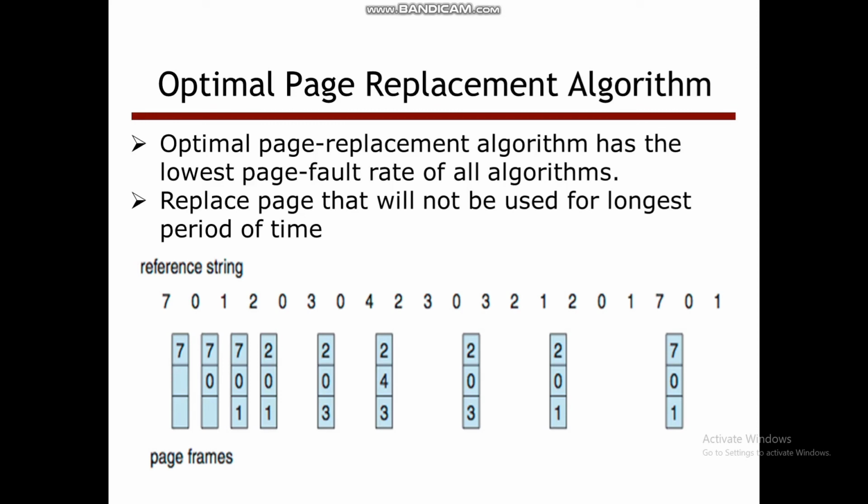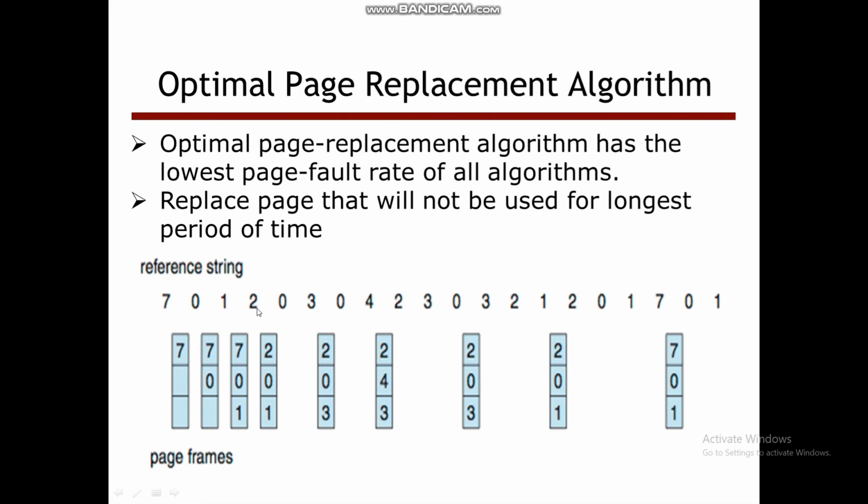The next algorithm in this category is the optimal page replacement algorithm, and this algorithm has the lowest page fault rate of all the algorithms. The strategy followed for this algorithm is that it will replace pages that will not be used for the longest period of time. We will take the same reference string and see how the algorithm is going to work. So we have 3 frames, and the first time a page fault occurs, but the memory was free, so there is no need of finding a victim or replacing some page. Then 0 is loaded, then 1 is loaded.